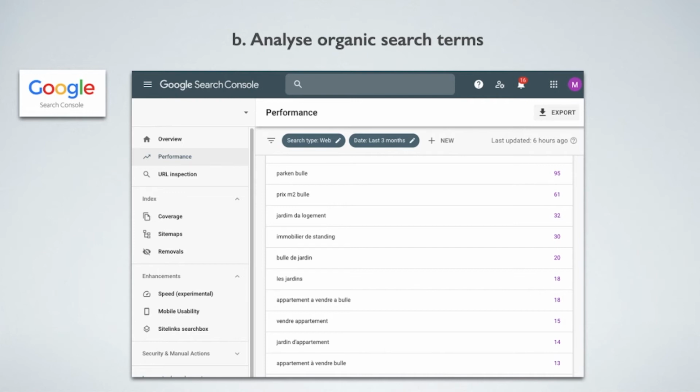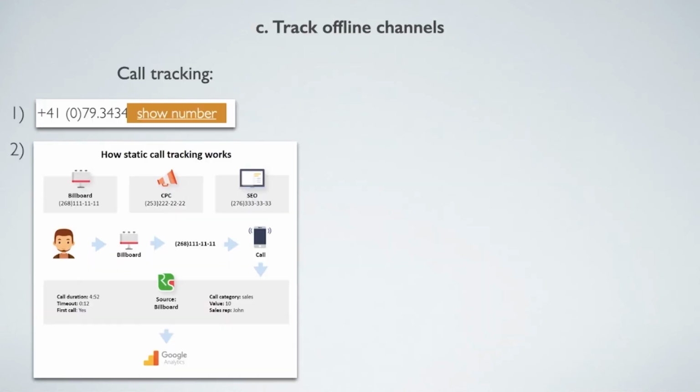And then after, as I mentioned in my previous video, we've had a lot of requests on how to best track the offline efforts. So for offline channels, there are 2 ways we would like to share with you today. First of all, with regards to call tracking. The first way is when you hide the number and you push the user to click on the button show number before having access to the number. This will already give you an idea of how many people click to reveal the number.